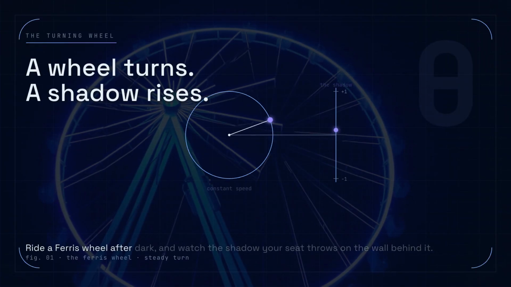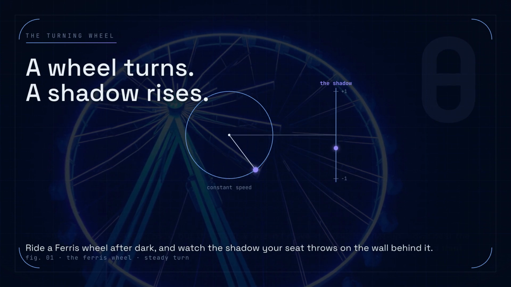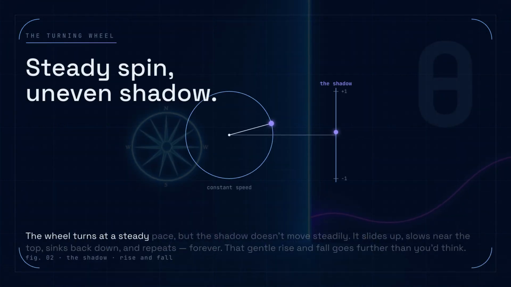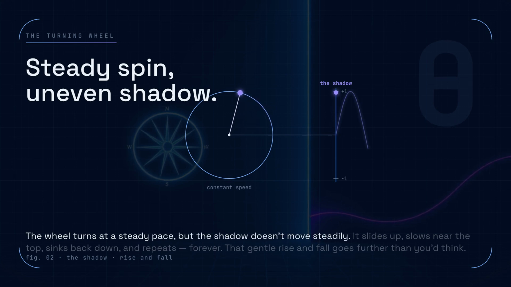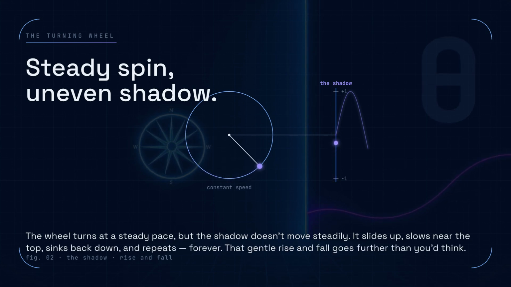Ride a Ferris wheel after dark, and watch the shadow your seat throws on the wall behind it. The wheel turns at a steady pace, but the shadow doesn't move steadily. It slides up, slows near the top, sinks back down, and repeats forever. That gentle rise and fall goes further than you'd think.